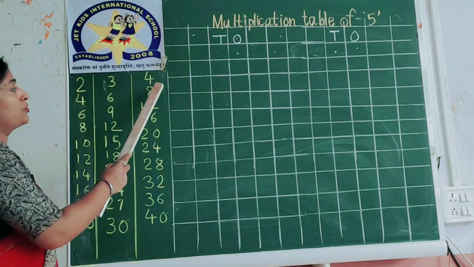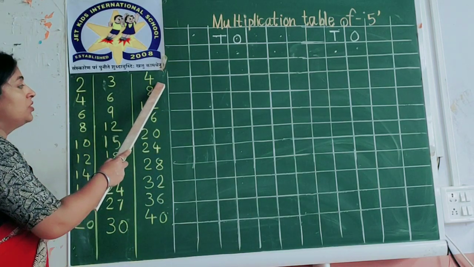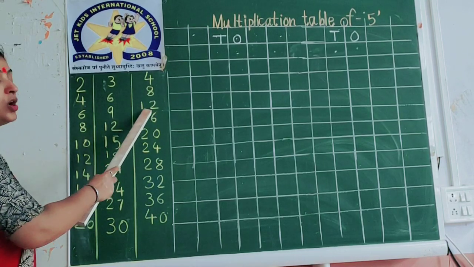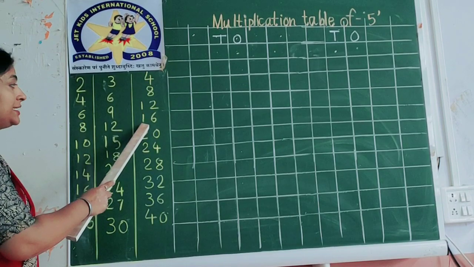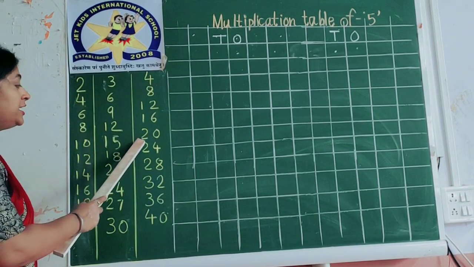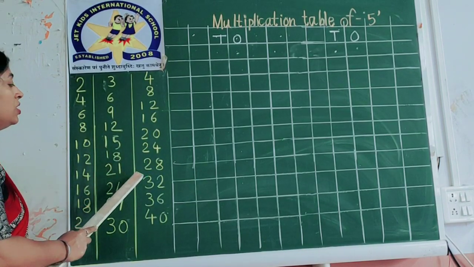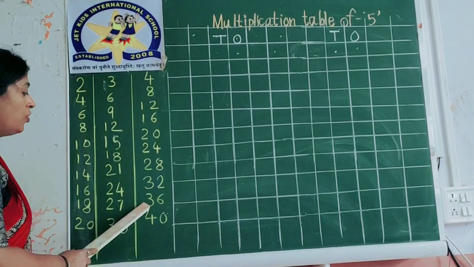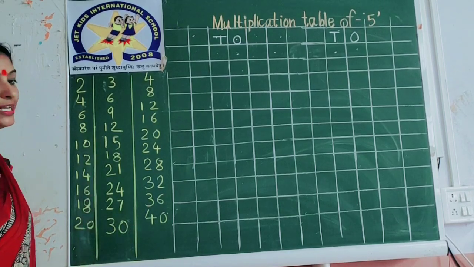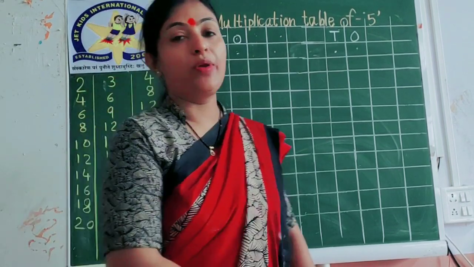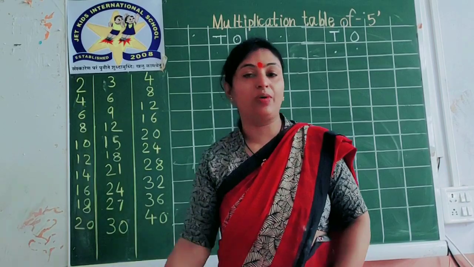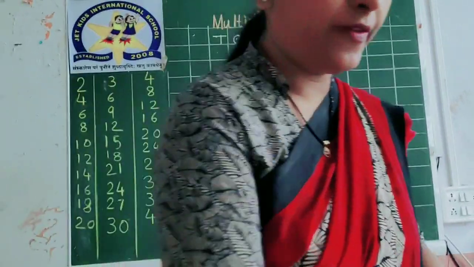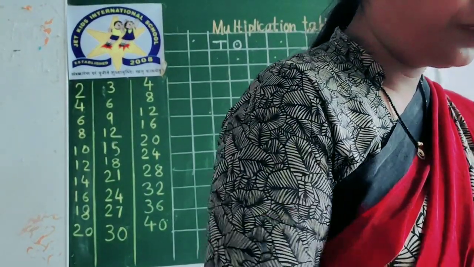Very good. Now next, the fourth multiplication table. Get ready. 4 ones are 4, 4 twos are 8, 4 threes are 12, 4 fours are 16, 4 fives are 20, 4 sixes are 24, 4 sevens are 28, 4 eights are 32, 4 nines are 36, and 4 tens are 40. Very nice. So we have revised it one more time. So it's time to take multiplication table 5. So are you ready, kids?